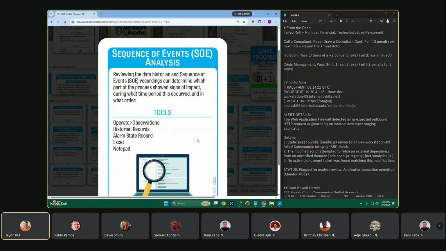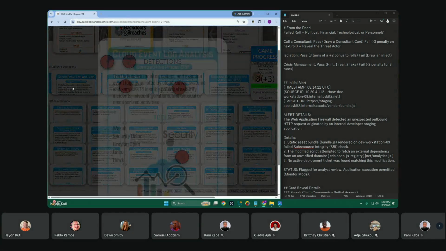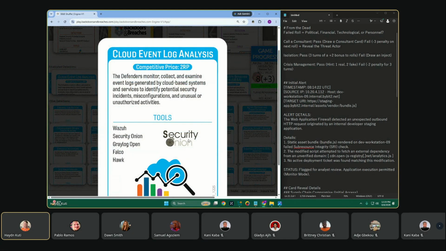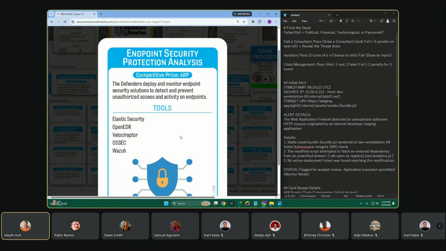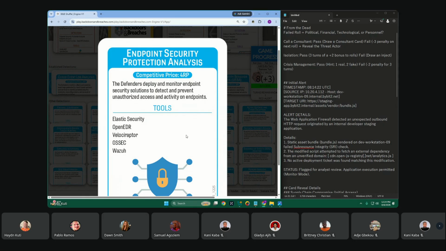Reviewing the data historian and sequence of events recordings can determine which part of the process showed signs of impact during what time period this occurred and in what order. Then cloud event is defenders monitor, collect, and examine event logs generated by cloud-based systems and services to identify potential security incidents, misconfigurations, or unusual or unauthorized activities. And then the last card is defenders deploy and monitor endpoint security solutions to detect and prevent unauthorized access and activity on endpoints. And we're trying to find how they pivot and escalate.